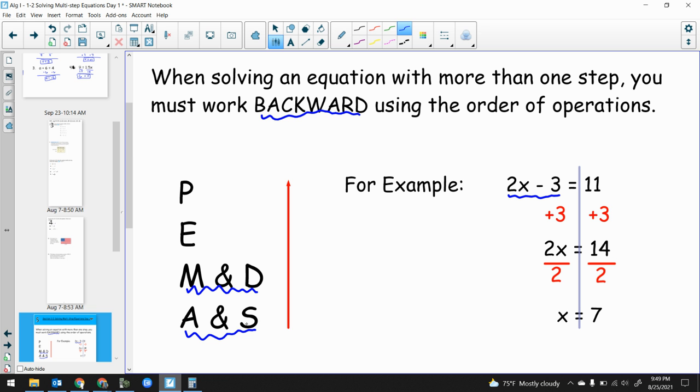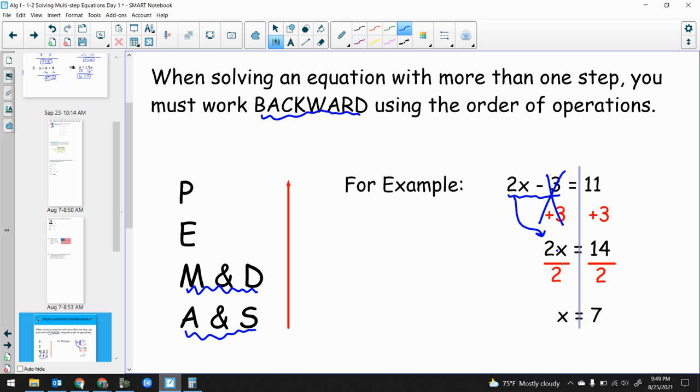Got to remove all of my addition and subtraction first. So this minus 3, I add 3 to both sides. What's left over? The 2x gets dropped down. Remember, bring down everything that you don't use. 2x gets dropped down. The 3 cancels out on this side. And then we're going to have 11 plus 3 is 14. So we have this equation 2x is equal to 14.